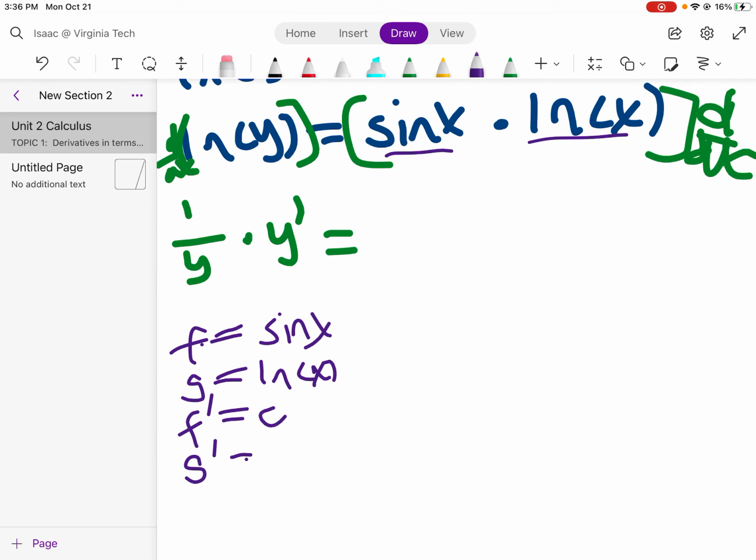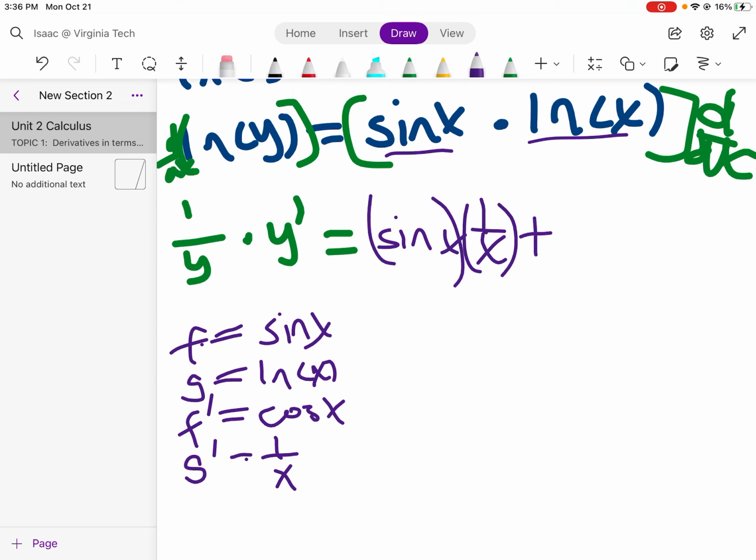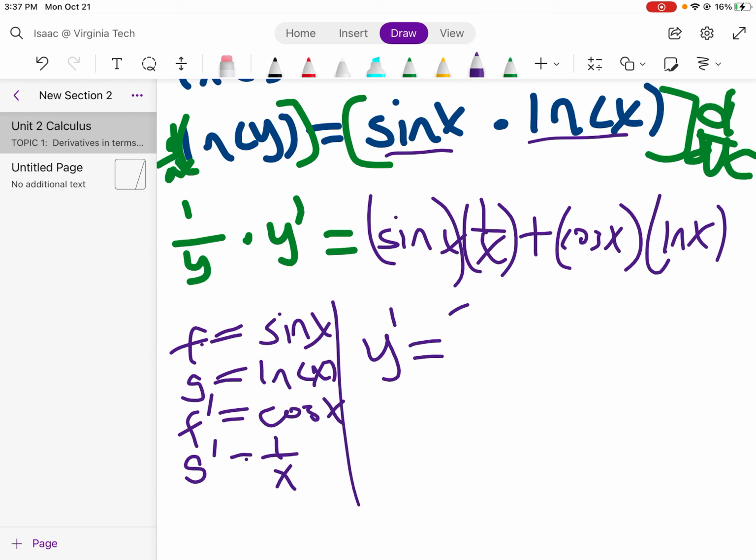The derivative of sine x is cosine x. The derivative of ln x is 1 over x. We'll do f times g prime, plus f prime g. All right, now we want to get y prime by itself, so we divide by 1 over y. Guess what? That actually is the same as multiplying by y. So we're just going to say y prime equals, and that's going to be all of this.